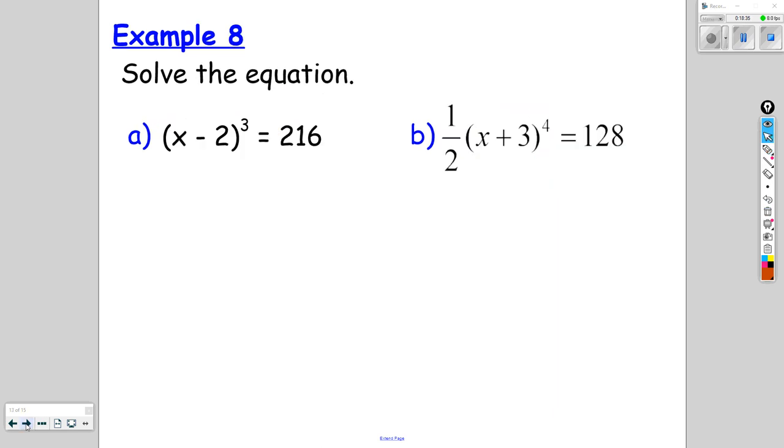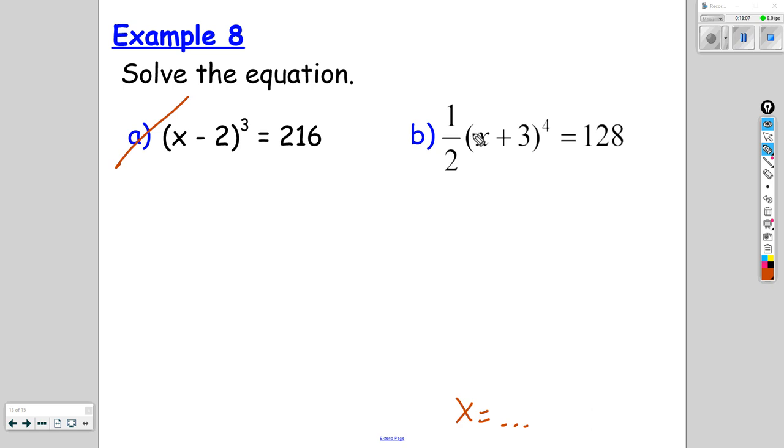All right, moving on. We're going to get to some more challenging examples here. We're going to skip part A and go on to part B. It's a little bit more difficult, not much, though. So we have 1/2 times the quantity x plus 3 raised to the fourth power equals 128. I always want to figure out what our end goal is. Our end goal is to find the value of x that satisfies this equation or makes it true.